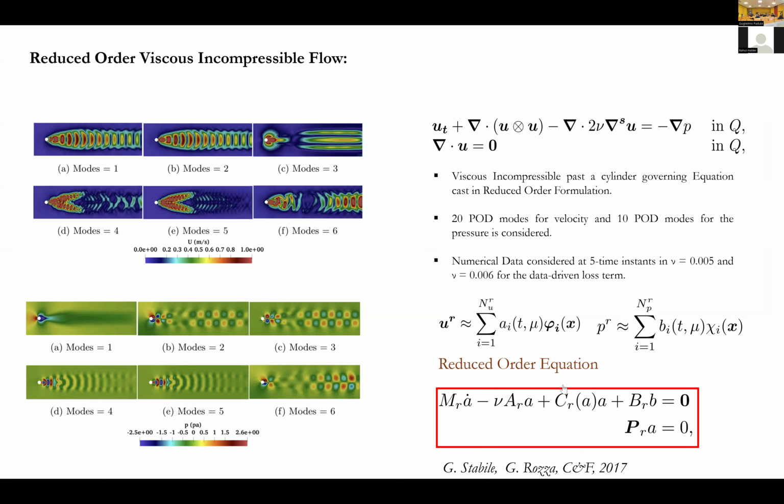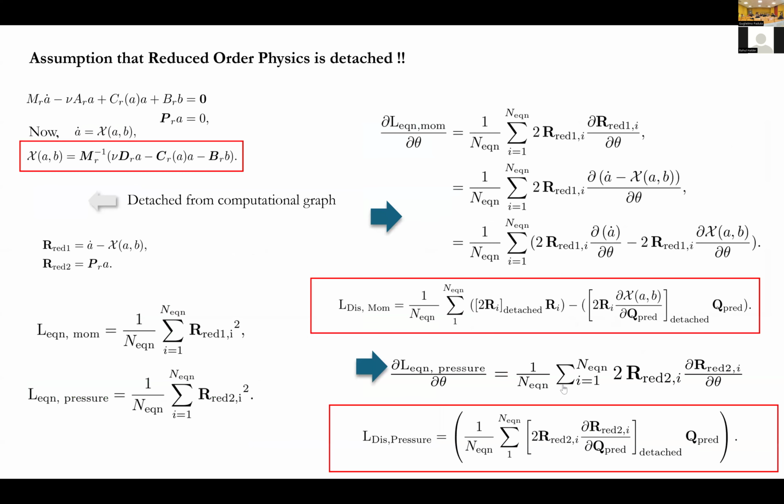So here my assumption is that the reduced order physics is detached. Although here I have forcefully made it detached for this purpose, this can happen anyway. As you can see now, my reduced order system is like this, and it can be represented by this time derivative term and spatial derivative term. And the focus is always to give as much physics information as possible to the neural network.